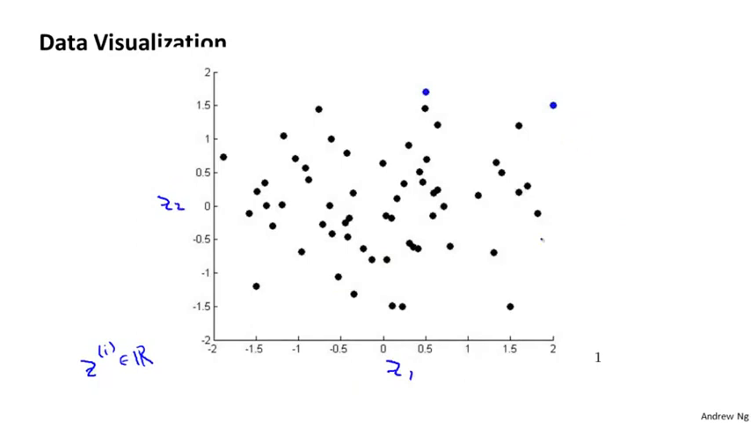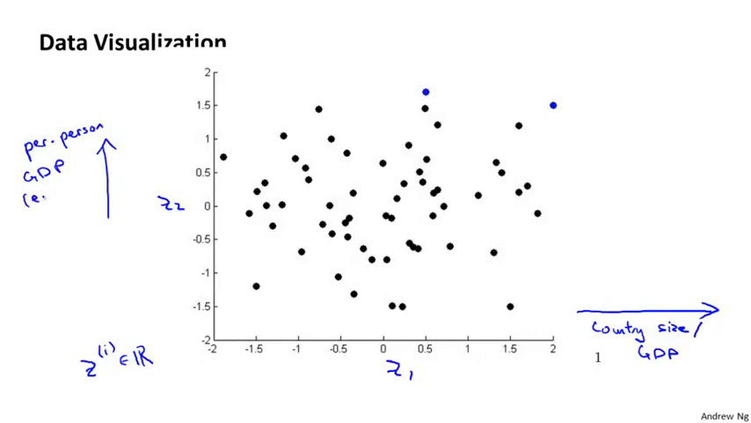So we might find, for example, that the horizontal axis, the Z1 axis, corresponds roughly to the overall country size, or the overall economic activity of a country. So the overall GDP, overall economic size of a country. Whereas the vertical axis in our data might correspond to the per person GDP, or the per person well-being, or the per person economic activity. And you might find that given these 50 features, these are really the two main dimensions of variation.